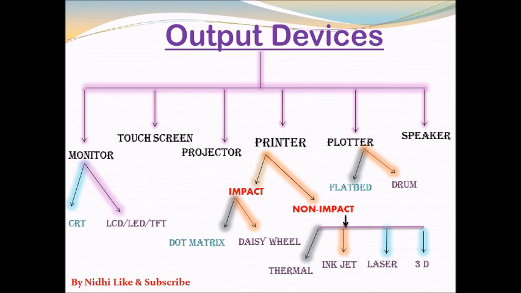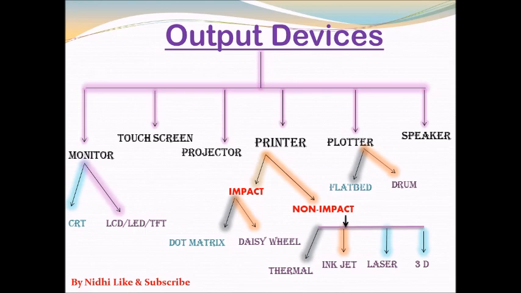Then printer. Printers are further categorized into two categories: impact printers and non-impact printers. Impact printers work on the mechanism of typewriters and include dot matrix, daisy wheel and page printers. Non-impact printers include thermal printers, inkjet printers, laser printers and 3D printers. The next type of output device is the plotter, which is further categorized into two parts: flatbed and drum. And the last output device is the speaker.